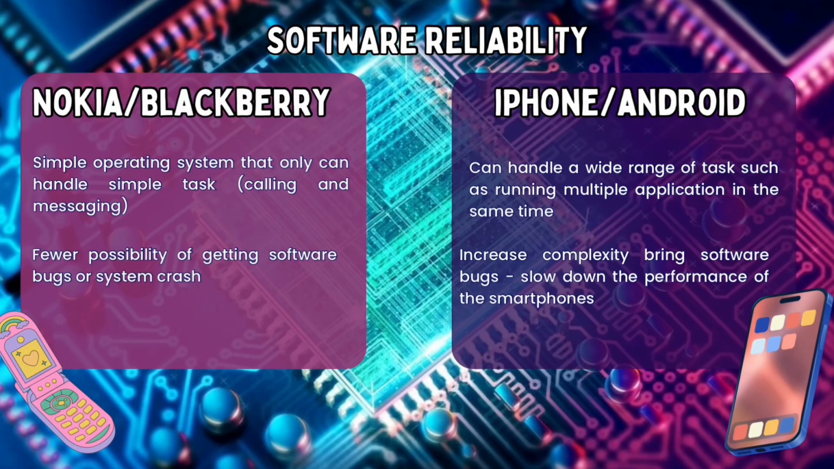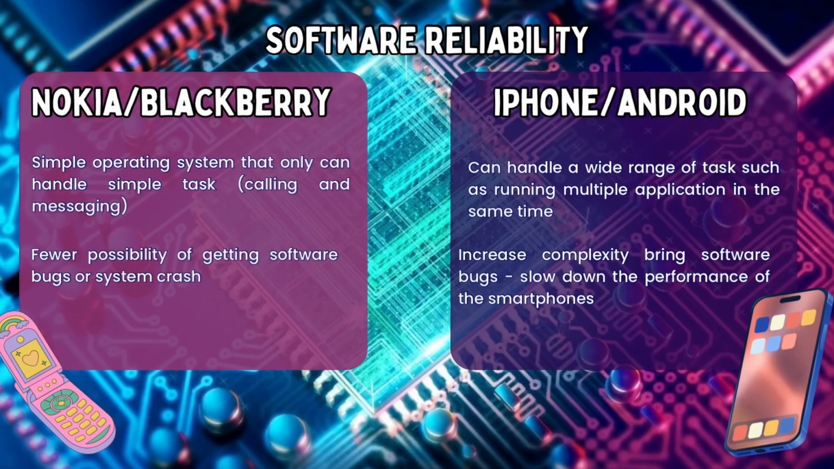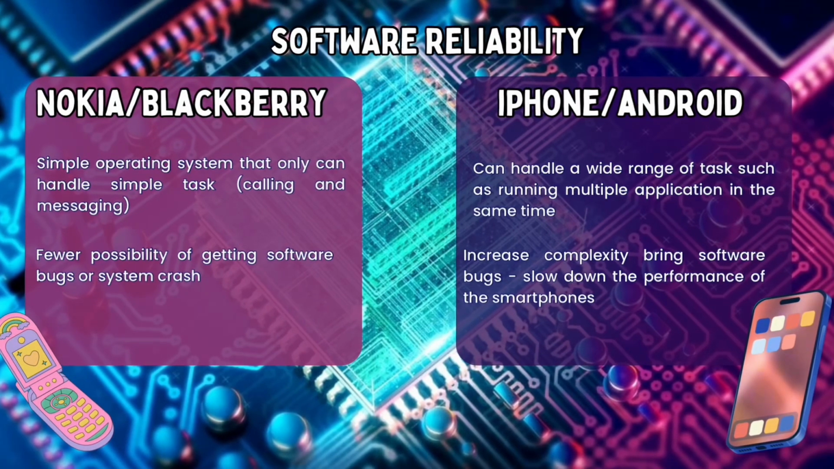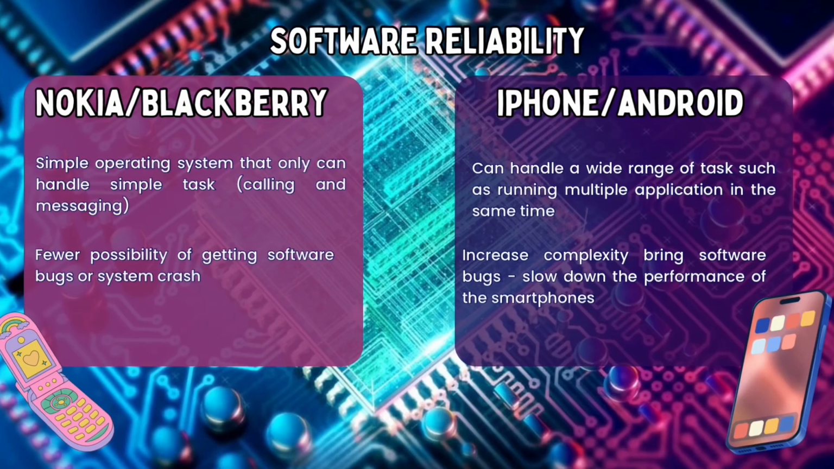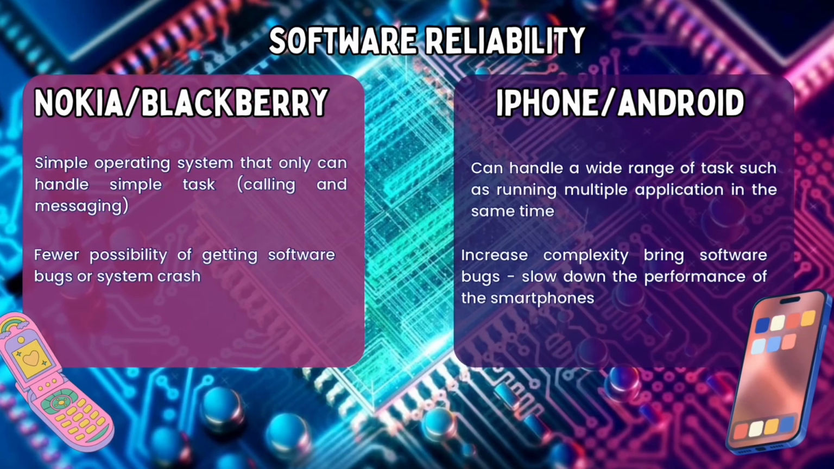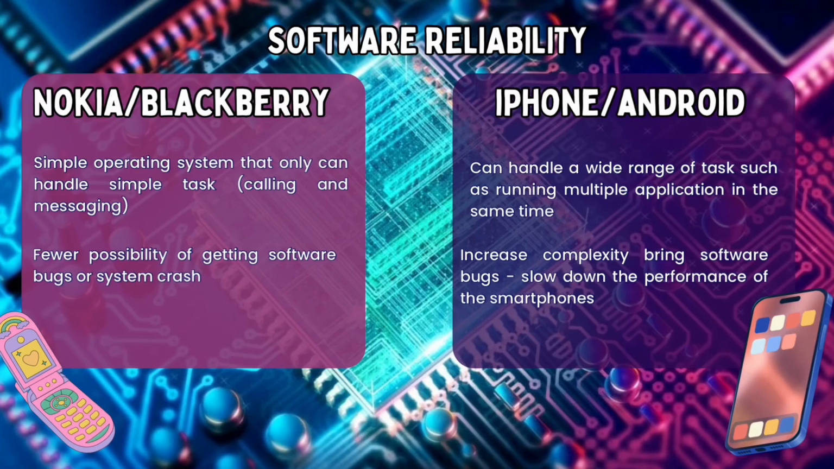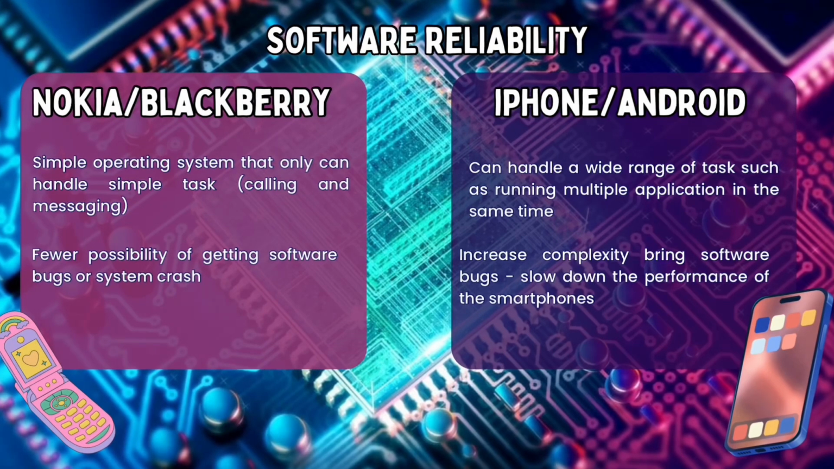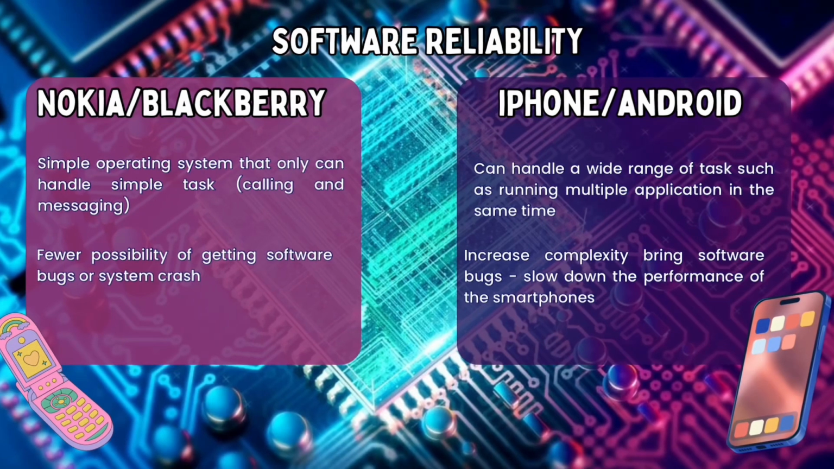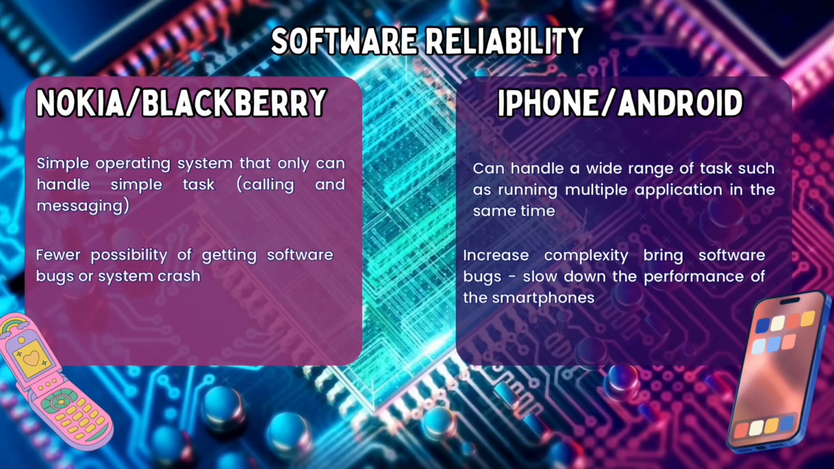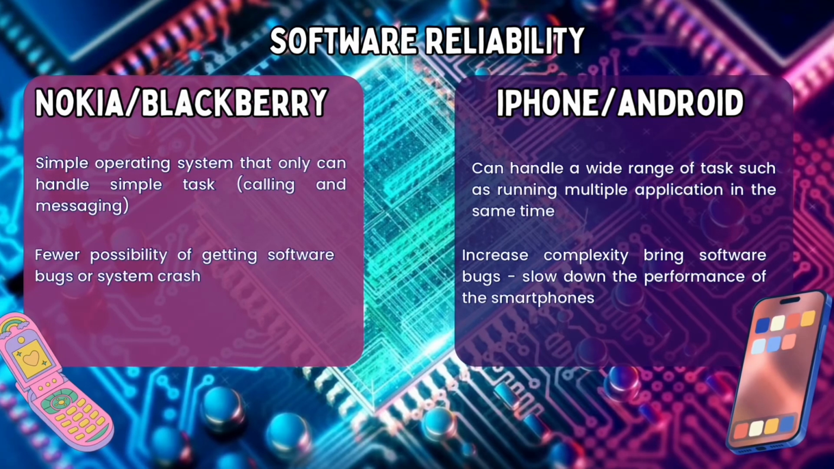While the iPhone and Android have a modern operating system that can handle a wide range of tasks, such as running multiple applications at the same time, the increased complexity can bring software bugs that can slow down the function of the phone and cause applications to misbehave. Nowadays, smartphones frequently receive software updates and constantly download new applications, which can also slow down their performance.